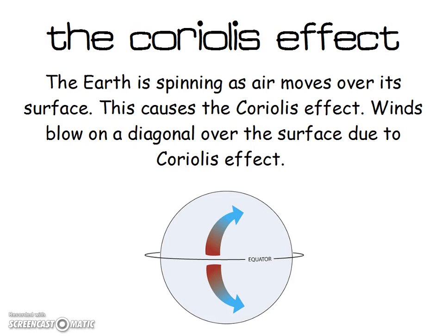Alright, the Coriolis effect. Now this is just the curving of the winds. The Earth is spinning as air is moving, as your winds are blowing, and because the Earth is spinning, the winds are actually going to curve. If you look at the diagram, you will see that in the northern hemisphere, because of the spinning of the Earth, the winds are going to curve to the right, whereas in the southern hemisphere, they're going to curve to the left.